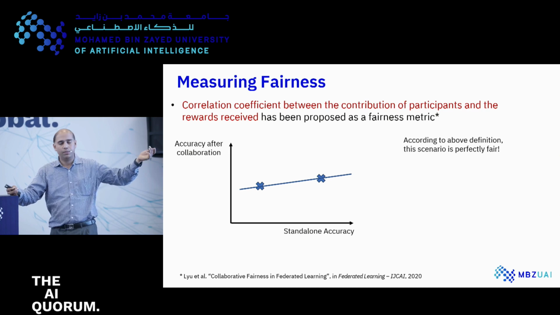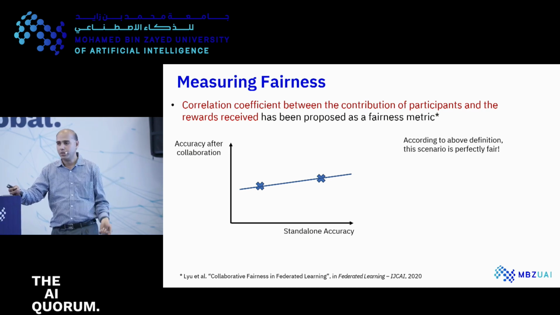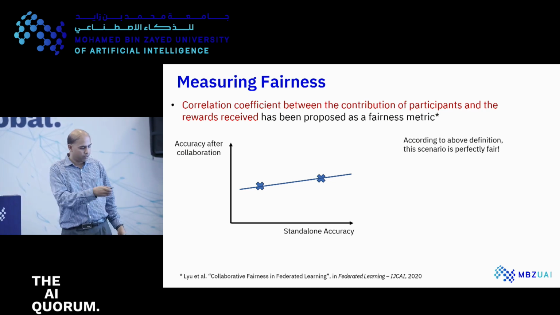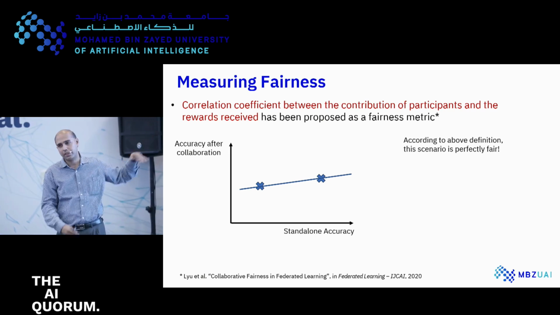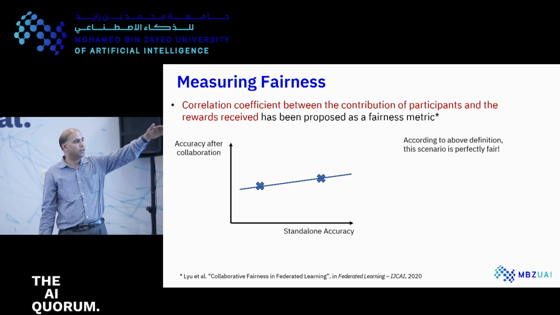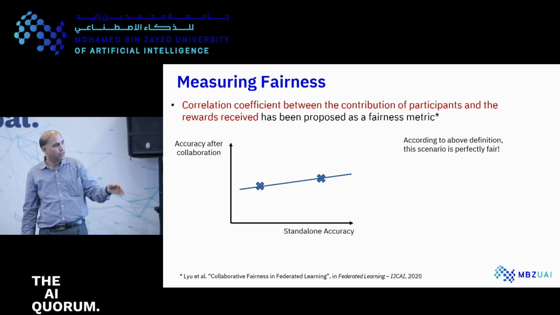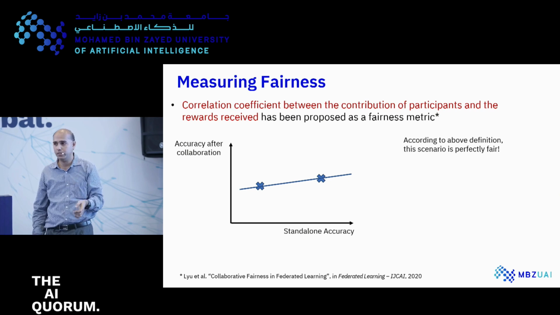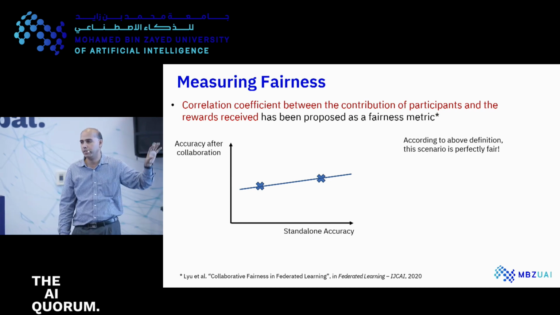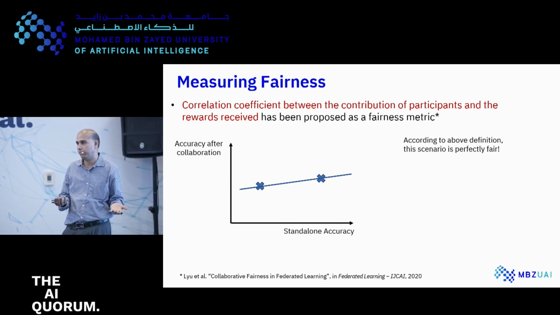So in this case, I'm showing a simple example where there are two clients. You have client 1 and client 2. They have the standalone accuracy. And if you see the accuracy after collaboration, clearly client 2, which has higher standalone accuracy, has higher accuracy after collaboration. So in the sense of this particular definition, this is a perfectly fair system.